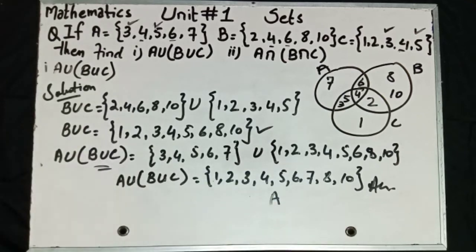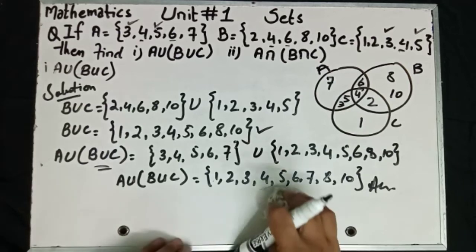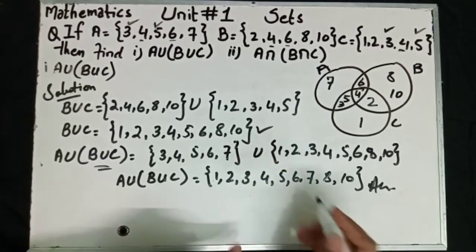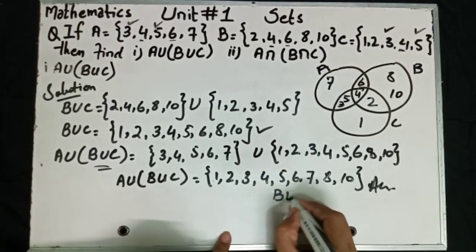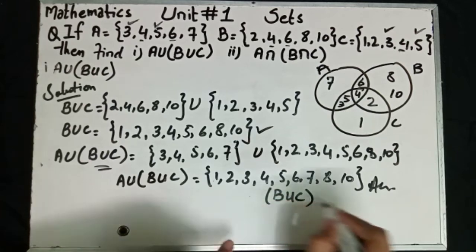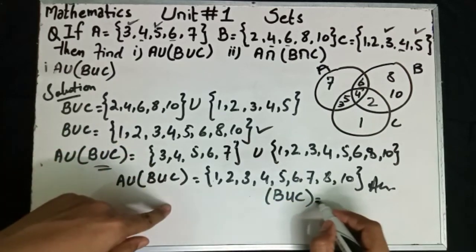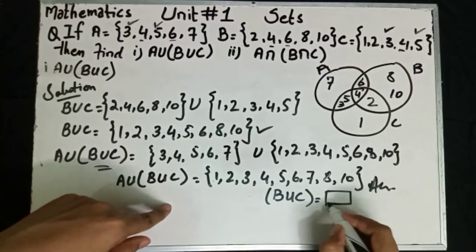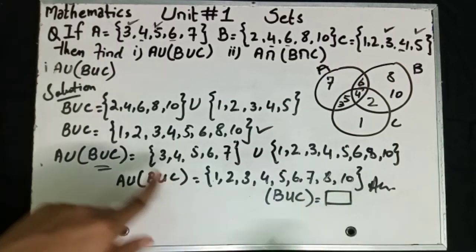B union C. B union C, answer of B union C. B union C, answer of round bracket. B union C. It's up to you. Draw the vertical line or horizontal line.